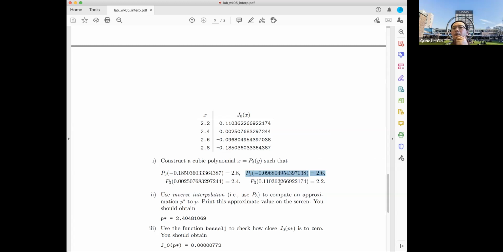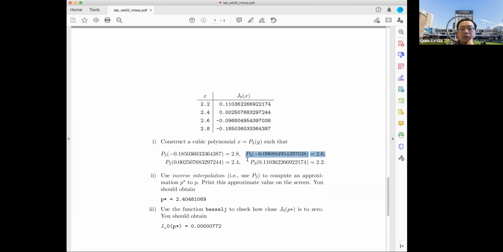So now, how do you construct a polynomial like this? By using the divided difference table. How do you do that? Well, essentially, you have to look at this table in another way. So now you do something like this. Your input is the y values.